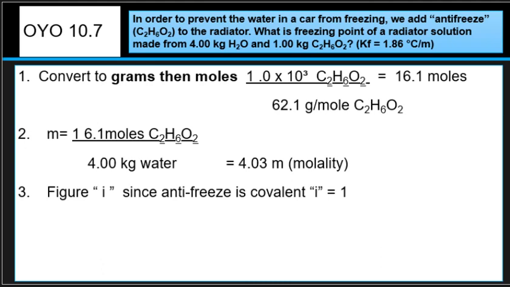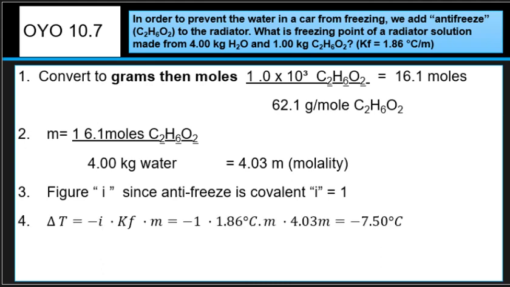C2H6O2 is not an ionic compound, is it? So it's not going to break up into little parts. It's going to stay 1. So it's going to equal 1. Do you get that? All right, now I can plug everything in. I have my -1, my 1.86 was given to me, my Kf up here, the 4.03 I calculated, and my answer is -7.50. That means that it is going to have to be that much colder before my engine will freeze. You'd think it'd be a little more than that. Yeah, so -7.50. Doesn't seem very impressive. It's only 7 degrees, you know, but.